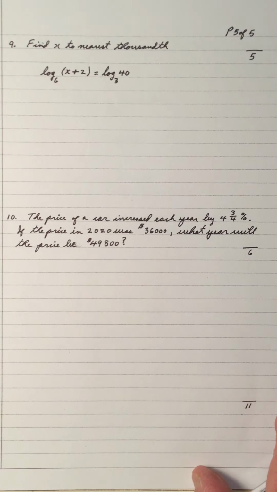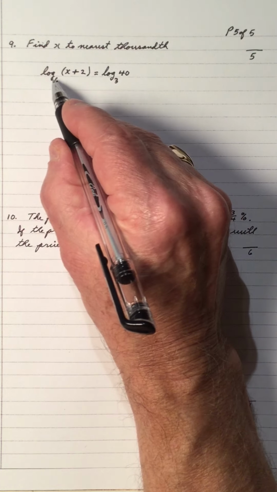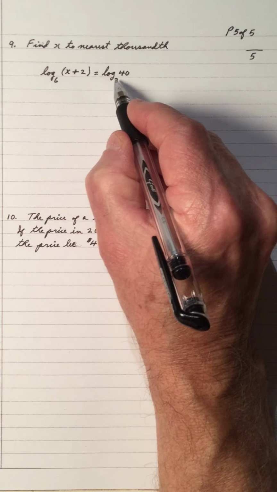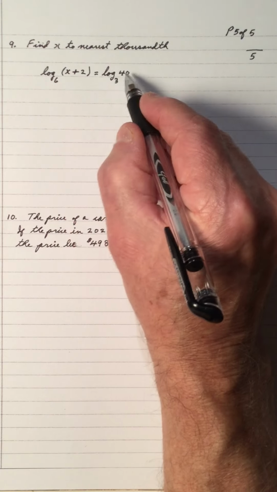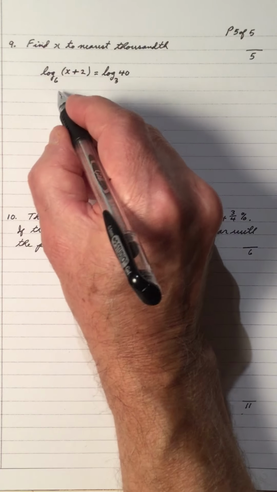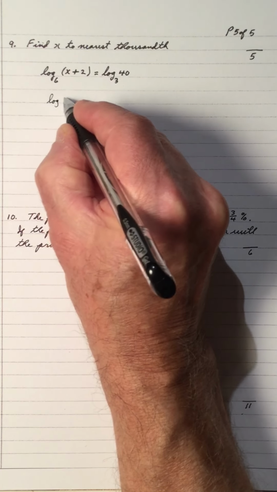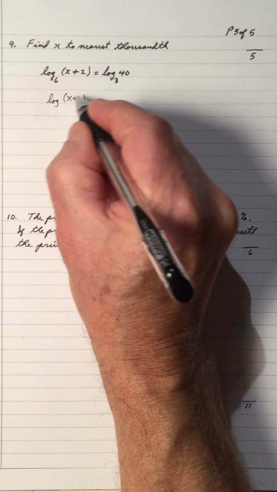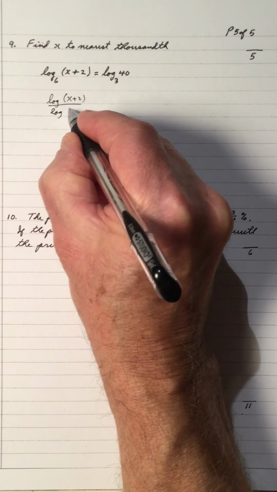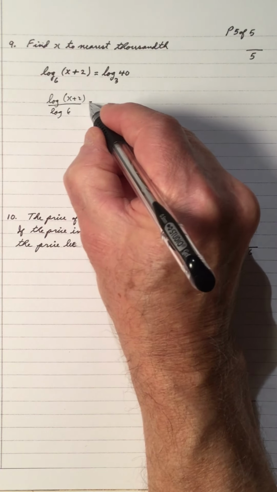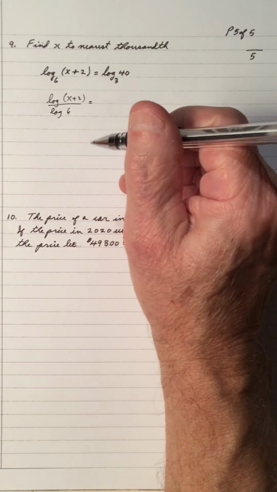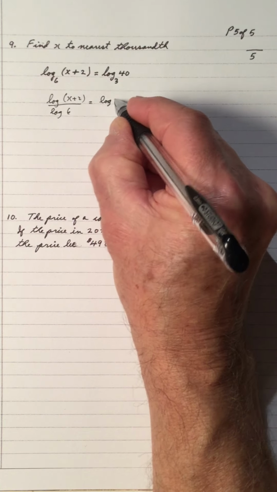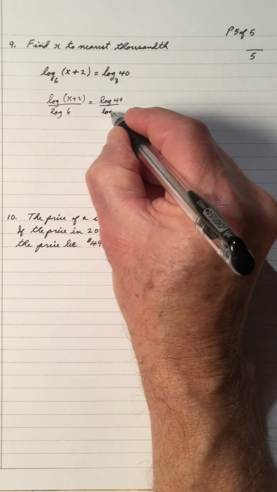Find x to the nearest 1,000th. Notice we have a log of x plus 2, the base is 6. Notice here we have the base is 3. So we can't say that x plus 2 equals 40 because the bases are not the same. So we can go the log of x plus 2 over the log of 6, the rule we learned back in exponentials in Algebra 2. This is the log of 40 divided by the log of 3.